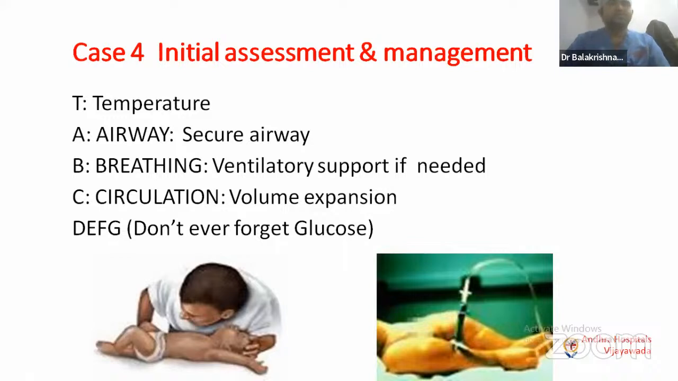Immediately in the ER itself, when the child was in a collapsed state, the heart rate was 180. The respiratory rate was around 70 to 80 per minute. The child was having retractions, pale, in shock. So immediately we secured the airway, gave fluid boluses, and started inotropes.